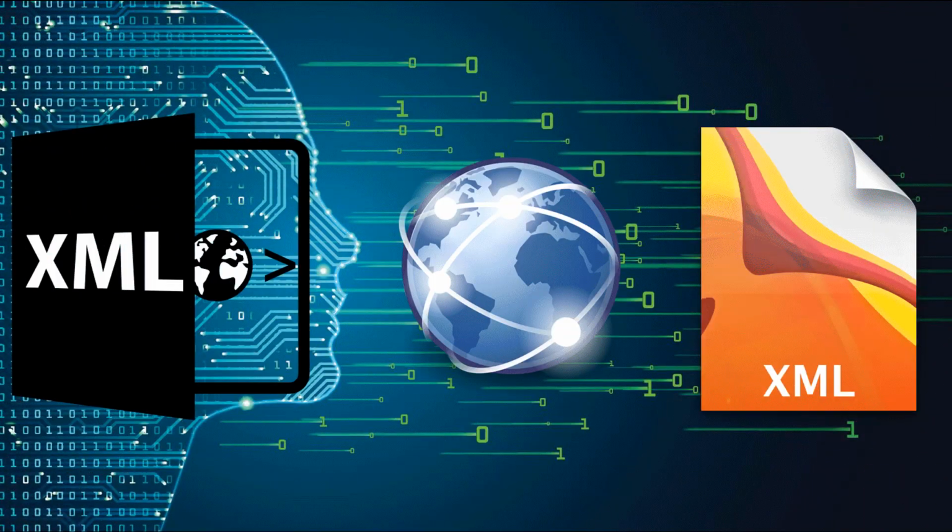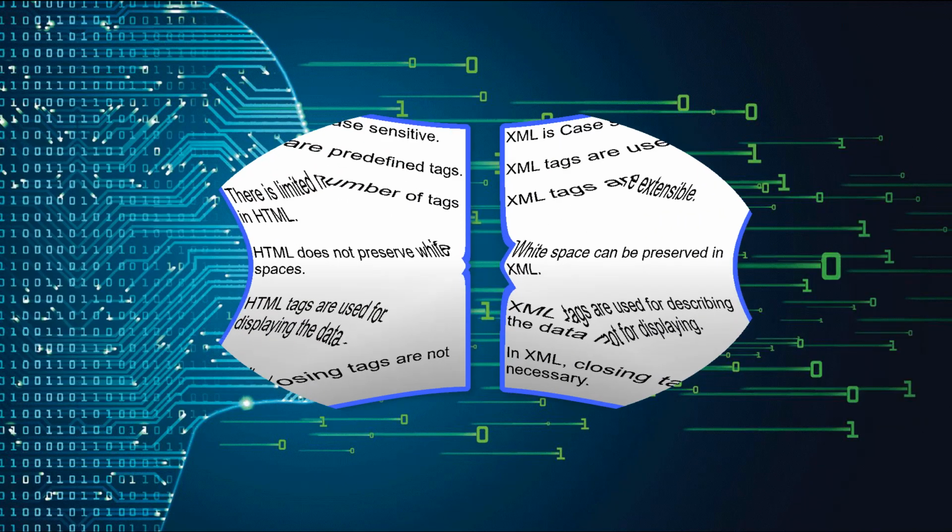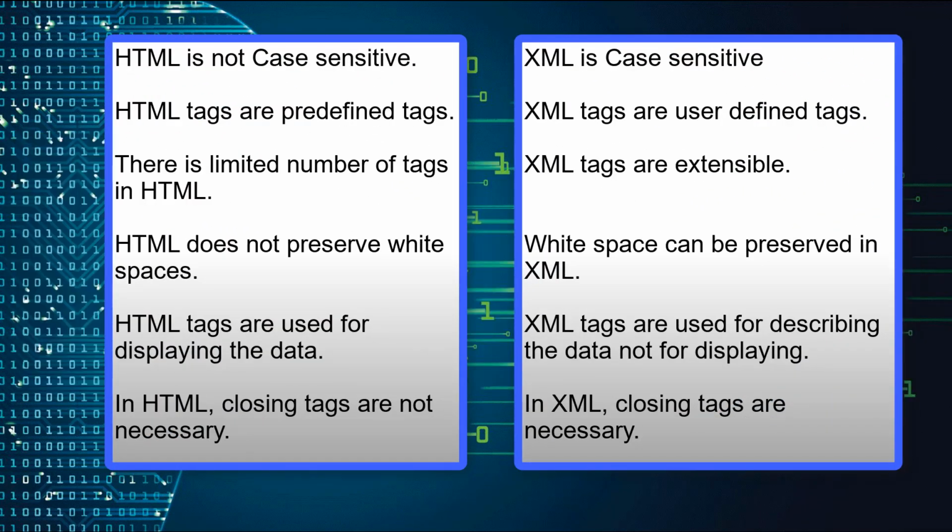There are some other differences also between XML and HTML. So let us see. HTML is not case sensitive, whereas XML is case sensitive. HTML tags are predefined tags, but XML tags are user-defined tags. There is a limited number of tags in HTML, whereas XML tags are extensible. HTML does not preserve white spaces, but white spaces are preserved in XML.